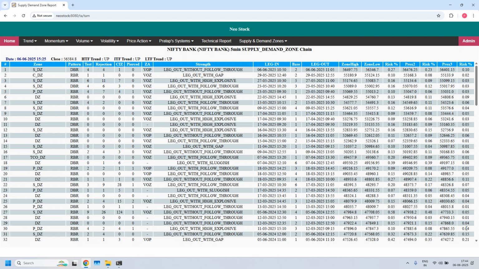So this is Bank Nifty supply demand zone chain. So we have completed both Nifty and Bank Nifty supply demand zone chain generation. Next we will look into sideways, bullish and bearish trade setups for monthly, weekly, daily and hourly income trades.